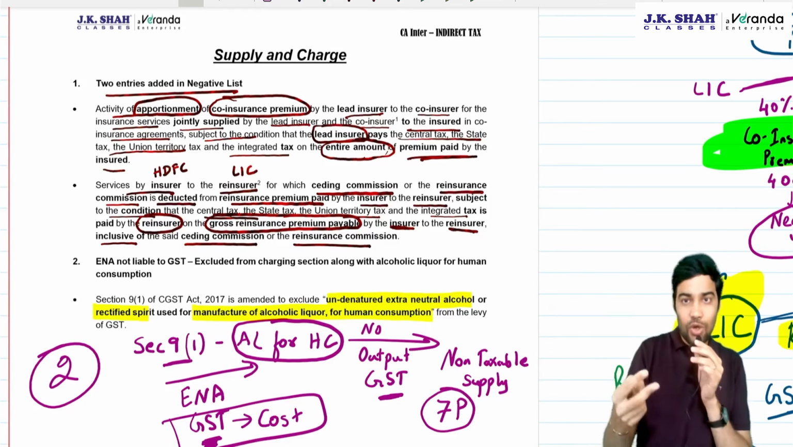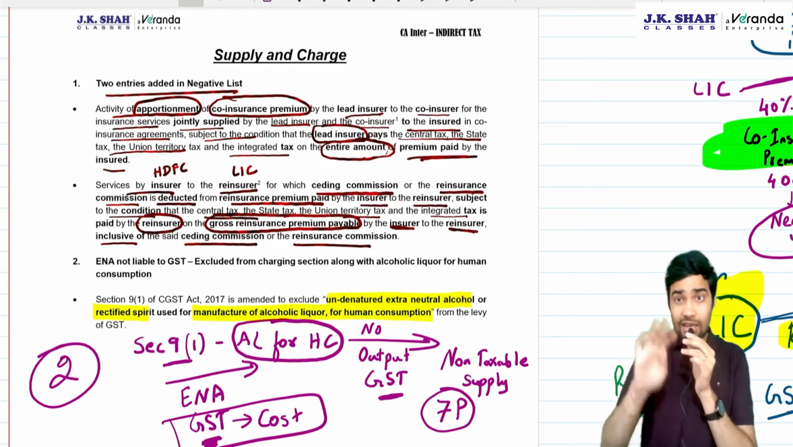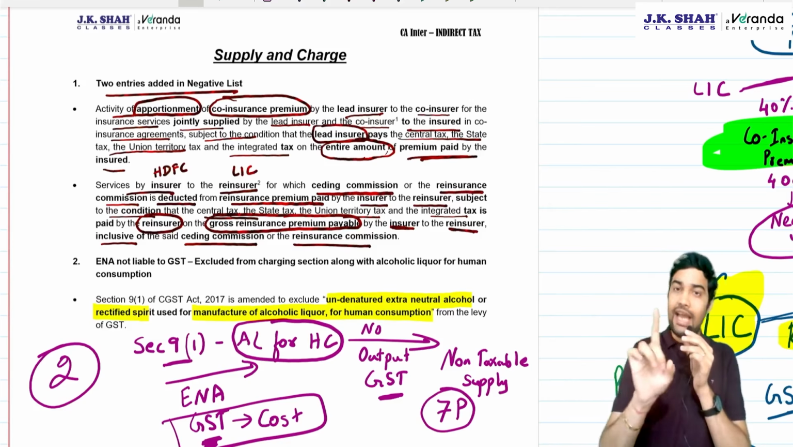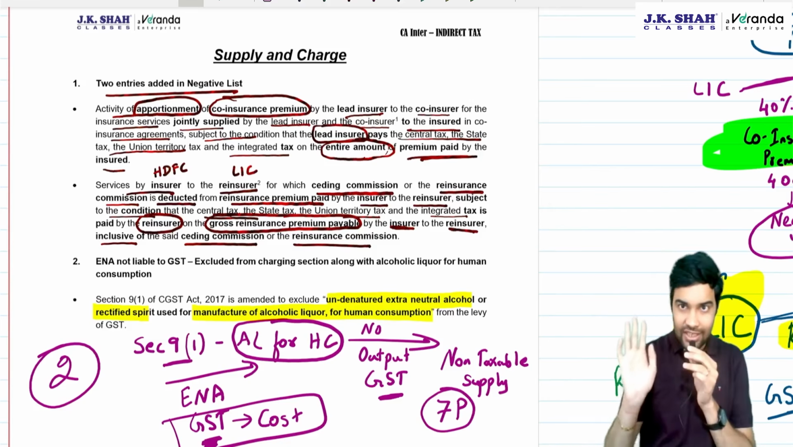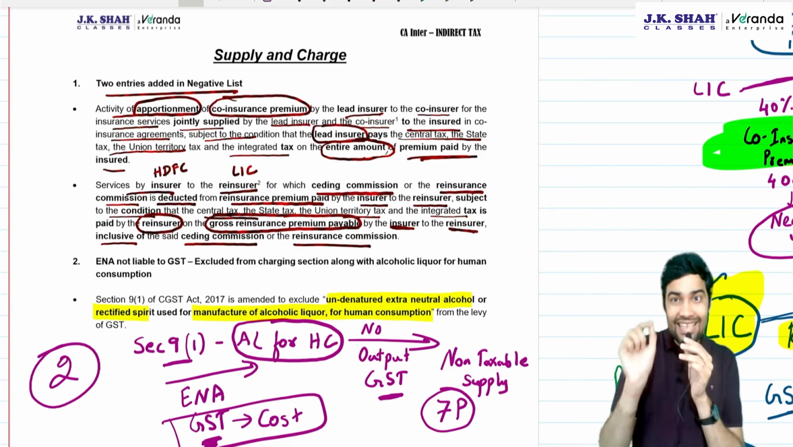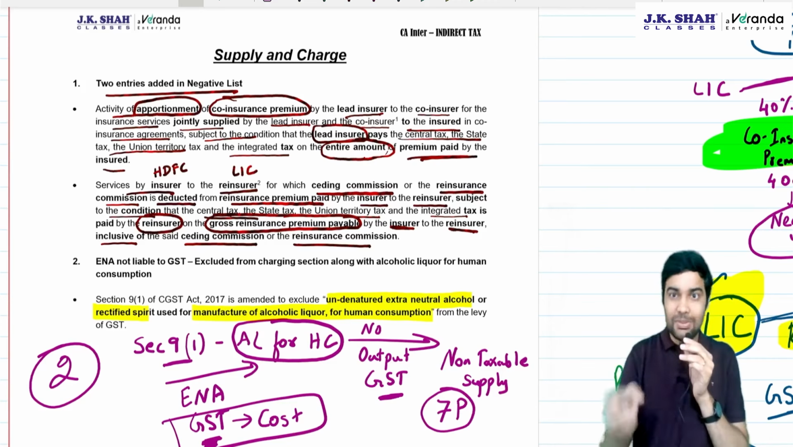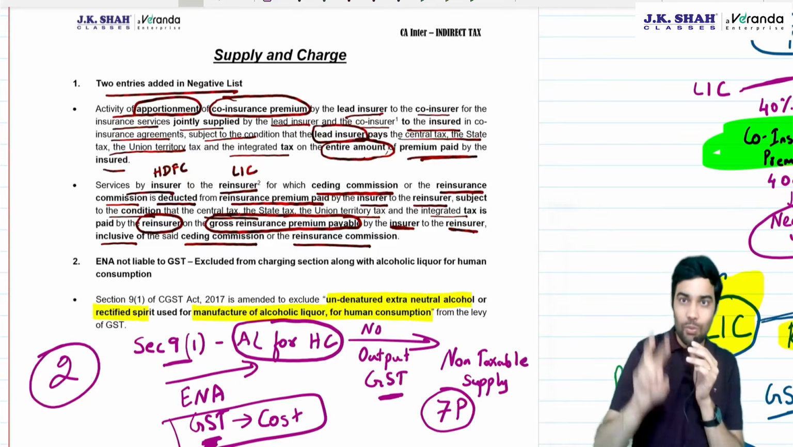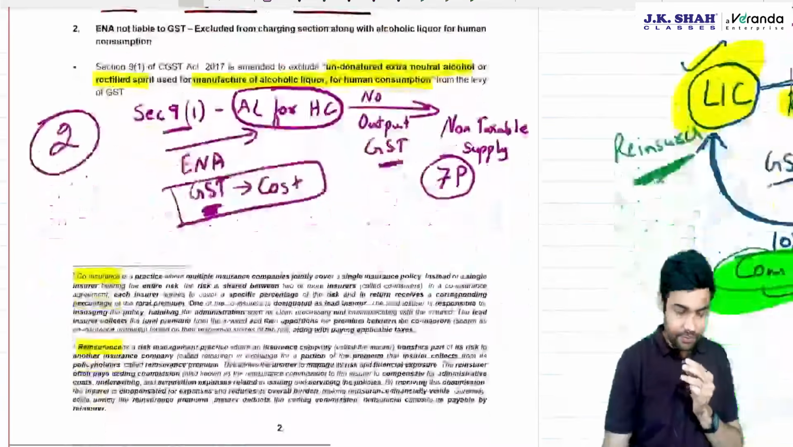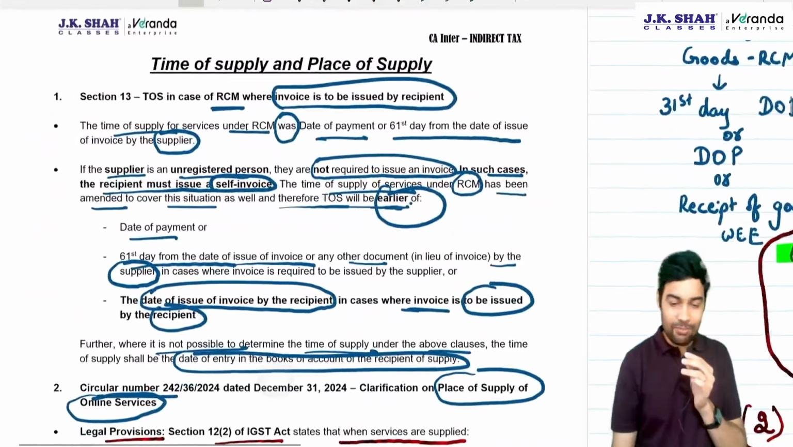Then one new product has been added to the exclusion in GST. Alcoholic liquor for human consumption was already there. Now, undenatured ENA, undenatured extra neutral alcohol or rectified spirit used for manufacture of alcoholic liquor for human consumption. Careful. Then, time of supply.